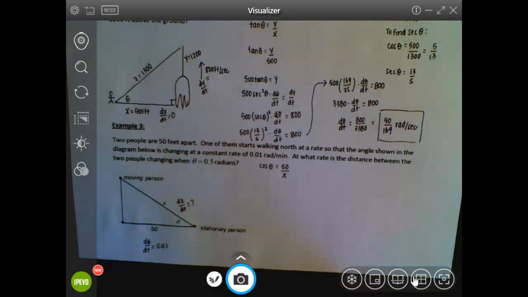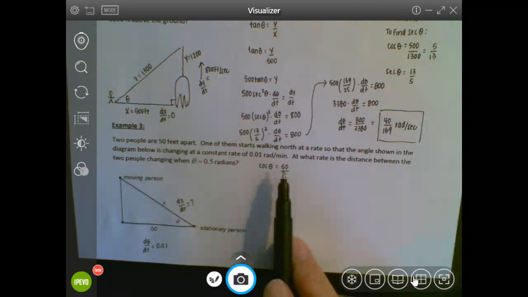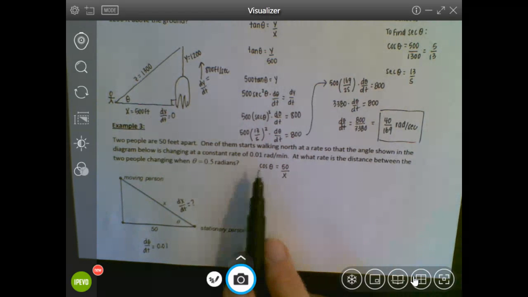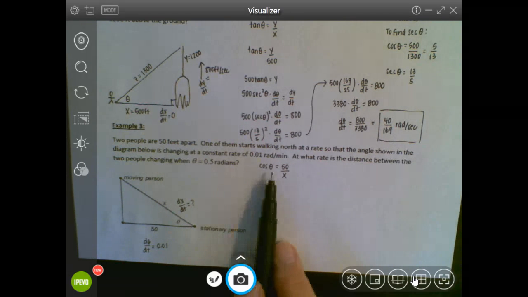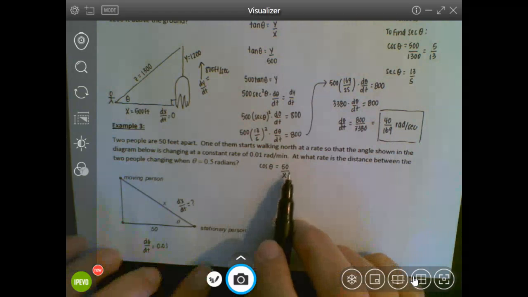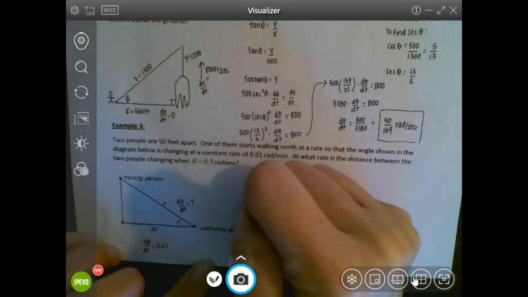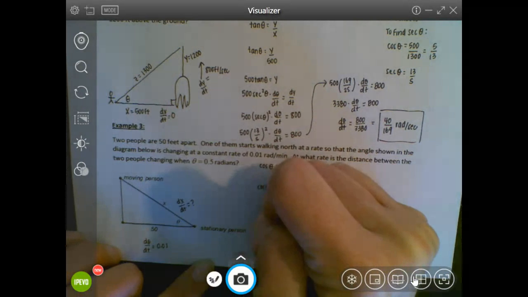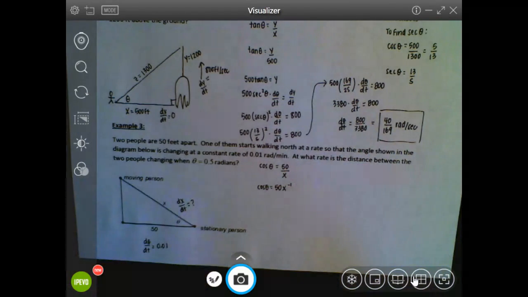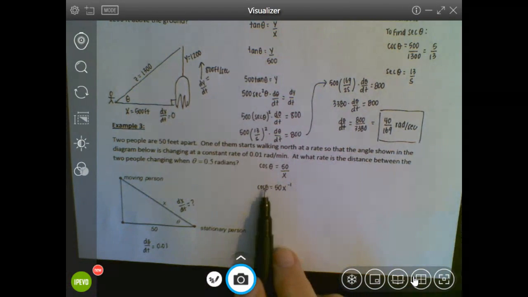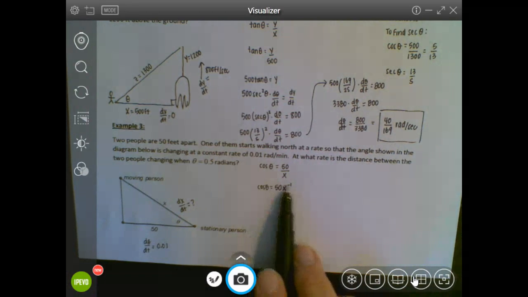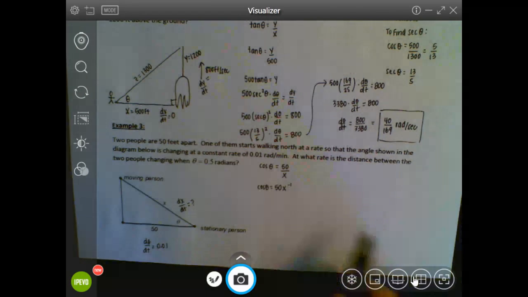And then I know that I'm going to want to take the derivative of this. You can do one of two things. You can clear the fraction like we did in the last problem, but if you do that, you're going to end up having to use the product rule because it's going to be x times cosine of theta. So what might be easier is to rewrite this term as 50 times x to the negative first power, because over here we can just take the derivative of cosine, and over here we can just use our power rule.